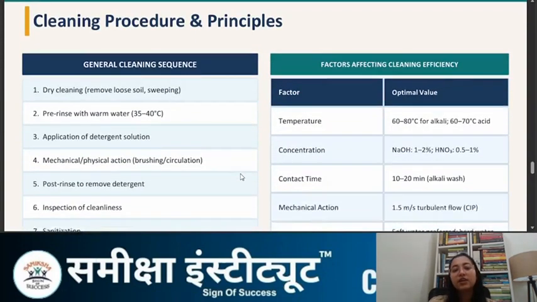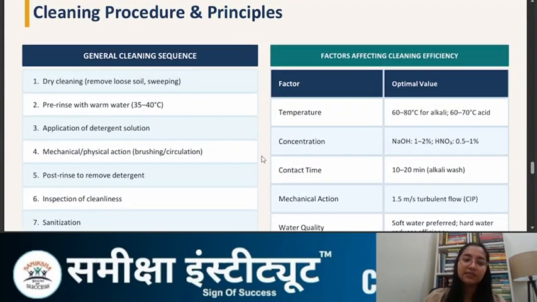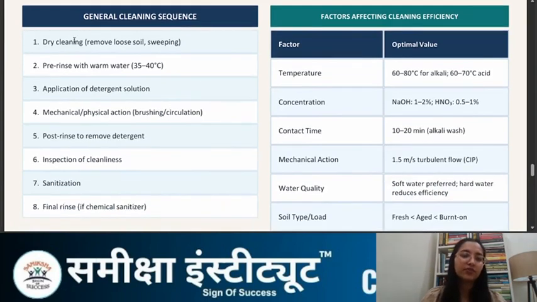Moving further to the principles. What are the basic principles that we are following for the cleaning in place method? Okay, starting with the general cleaning sequence. So first we will go for dry cleaning. Remove loose soil without using water, sweeping. Then we will pre-rinse with warm water at 35 to 40 degrees Celsius. Then we will start with detergent solution. Okay, first alkali and then we will go for acidic detergent.